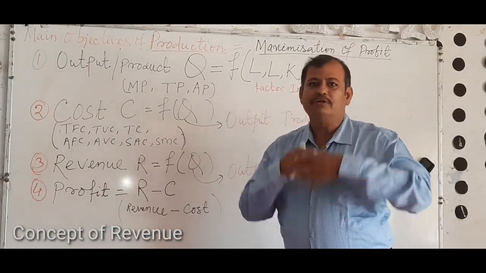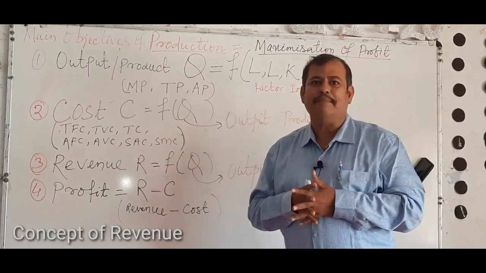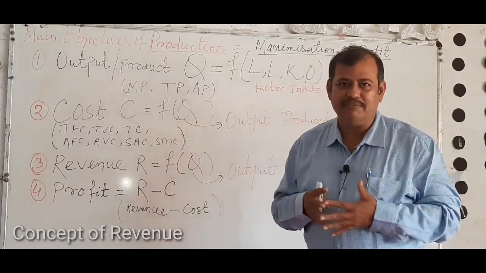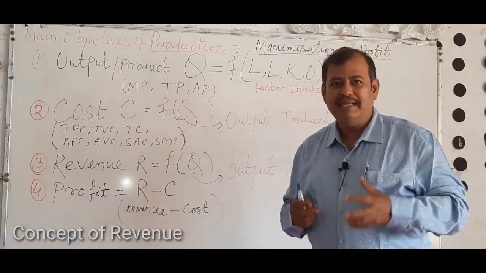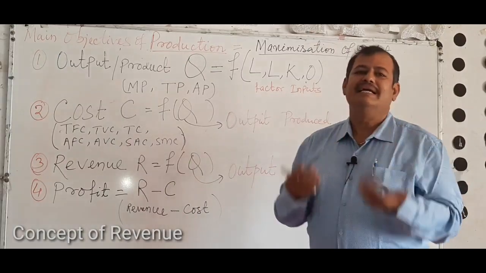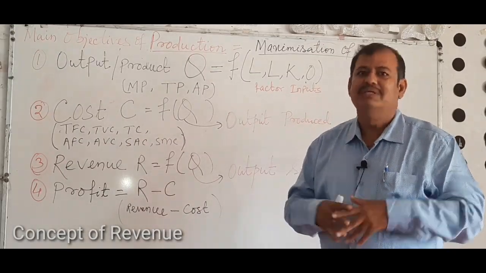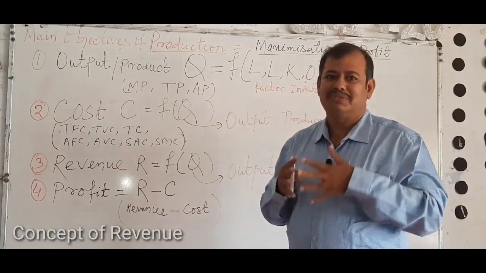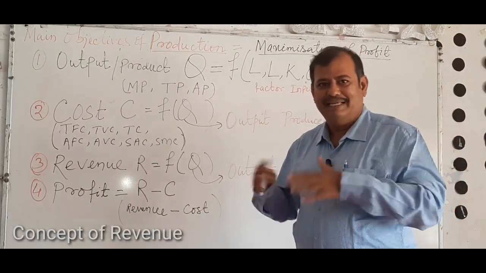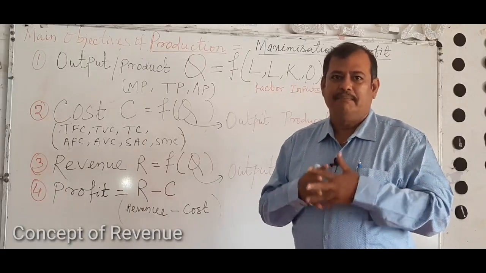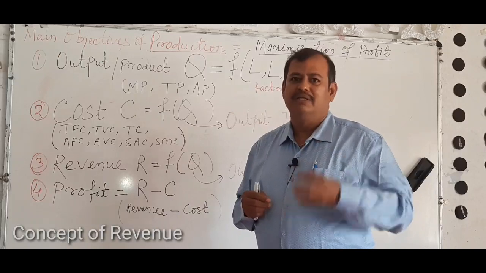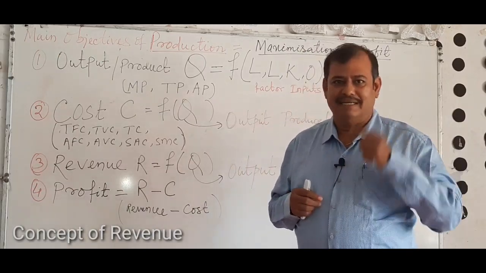Now, after the production is over, what happens to the producer? Does the firm produce for its self consumption? Absolutely not. When he produces the goods and services, he takes them to the market to sell. And from here, whatever monetary receipt or sales receipt he gets from that product is called revenue.